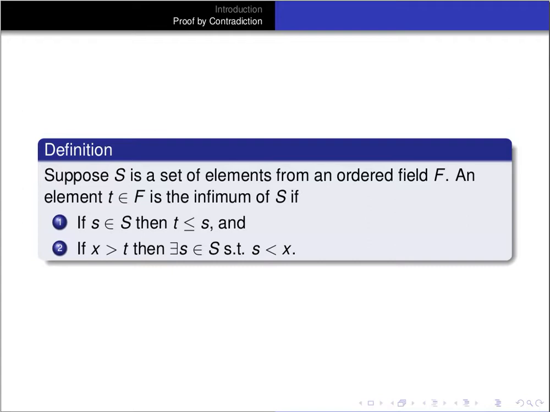And not only that, but it's the greatest lower bound. And we've formulated that here in 2 as saying that if something is larger than T, then it's not a lower bound. So if x is larger than T, then there's an element little s in the set big S such that s is less than x. So 2 exactly says that if an element is larger than T, it's not a lower bound. And that means that, of course, T is the greatest lower bound. So we'll call this the infimum of the set S.